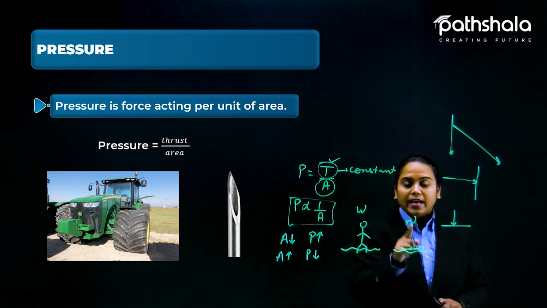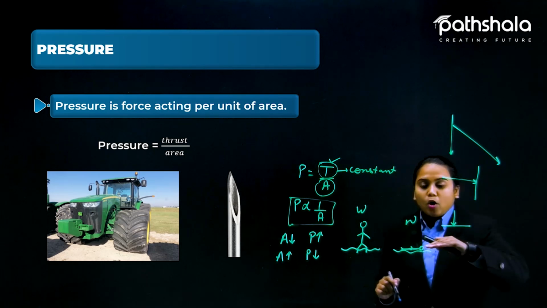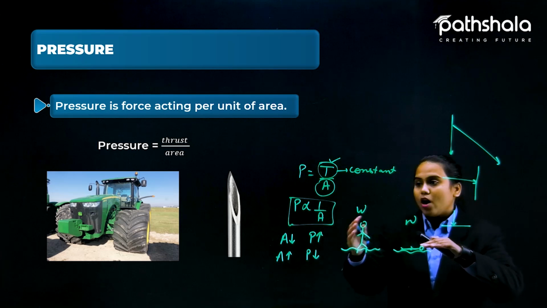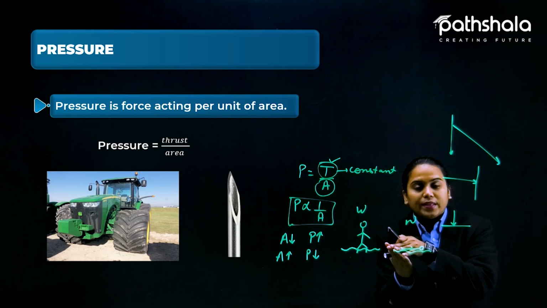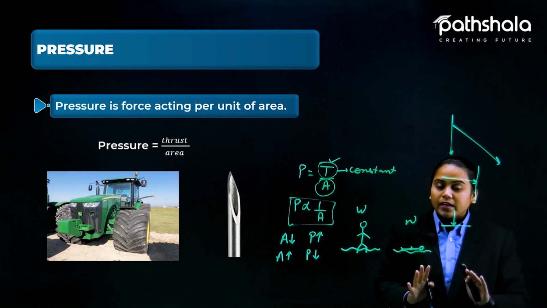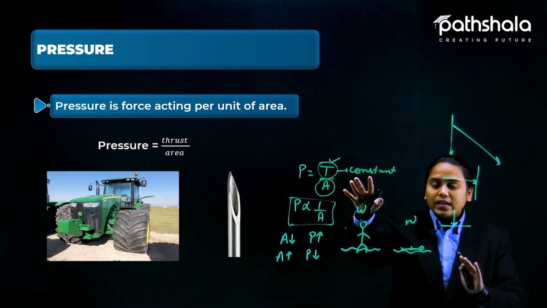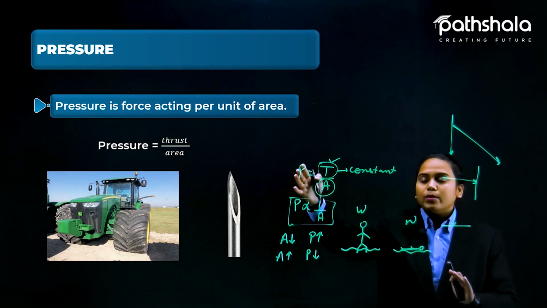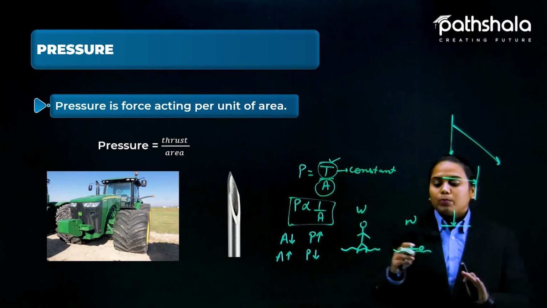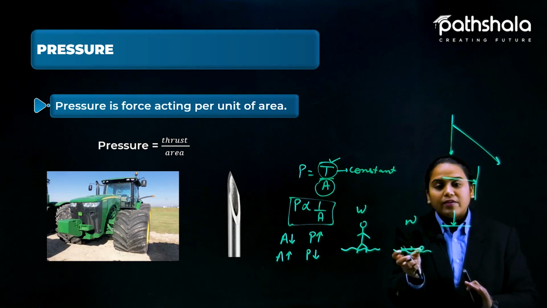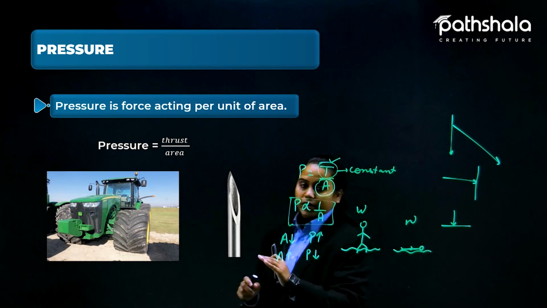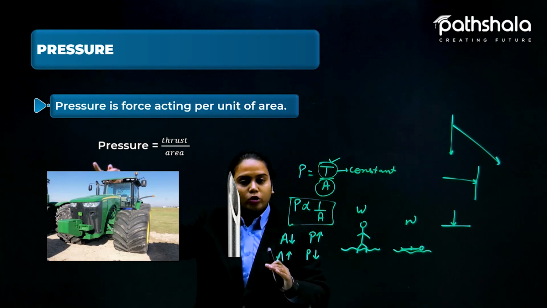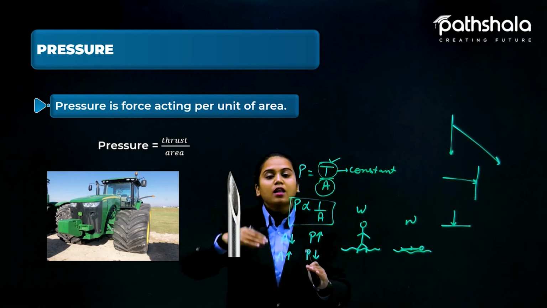In the other case, the body is lying on the sand. Now the area is more, it is more in contact with the sand, but the force is constant. So this one is constant, this one is more, and the pressure will reduce. Now we have less pressure, so this body will not sink. This is how pressure works, students. The less the area, the more the pressure, and the more the area, the less the pressure.